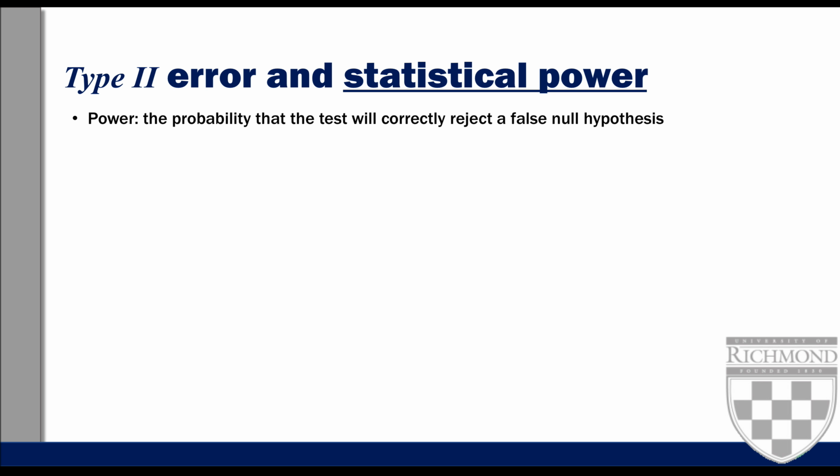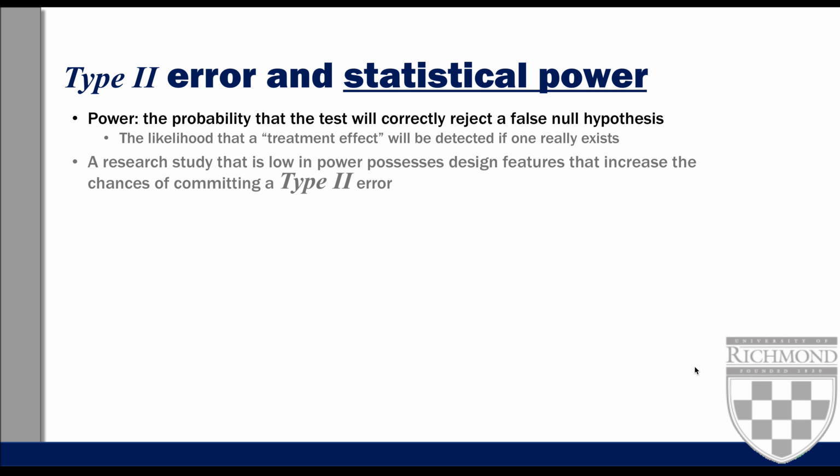With type 1, we just looked at the size of alpha. That was easy because you have to reject the null to begin with in order to make a type 1. Power depends on a lot of things, and it gets more to the design of the experiment. Type 1 error really involves just statistical properties of normal distributions. Type 2 involves a lot of decision making about how the experiment was designed to begin with. So the likelihood that a treatment effect will be detected if one really exists, that gets to the heart of power.